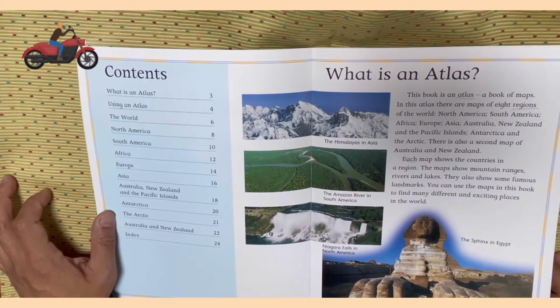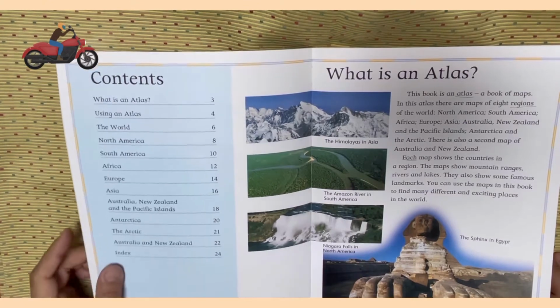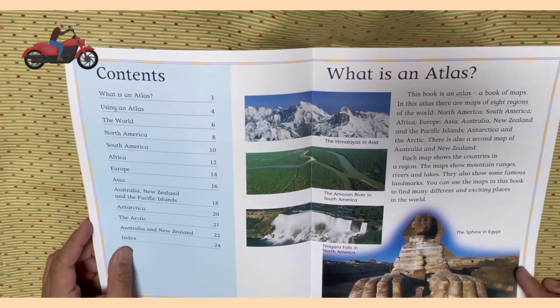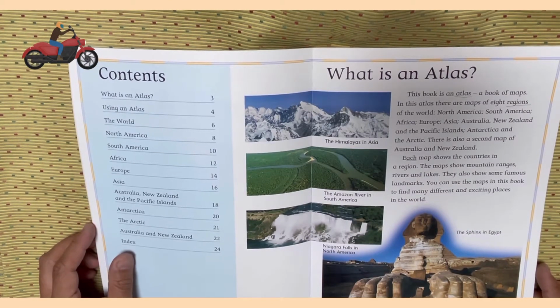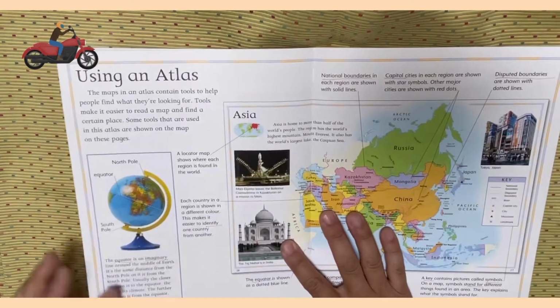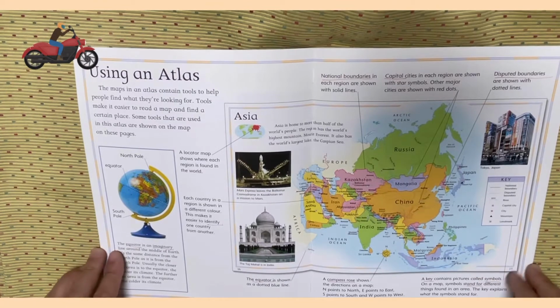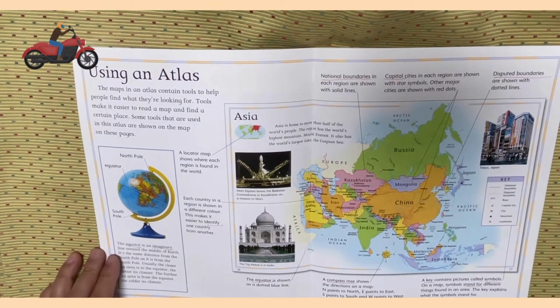You can use the maps in this book to find many different and exciting places in the world. The Himalayas in Asia, the Amazon River in South America, Niagara Falls in North America, the Sphinx in Egypt. Using an atlas, the maps in an atlas contain tools to help people find what they are looking for. Tools make it easier to read a map and find a certain place. Some tools that are used in this atlas are shown on the map on these pages.